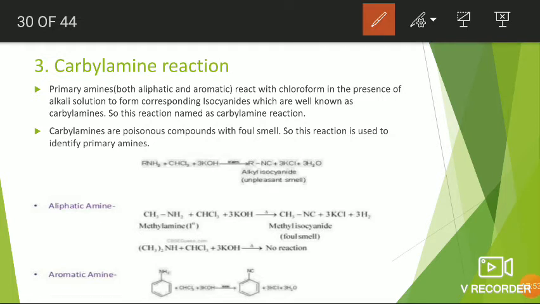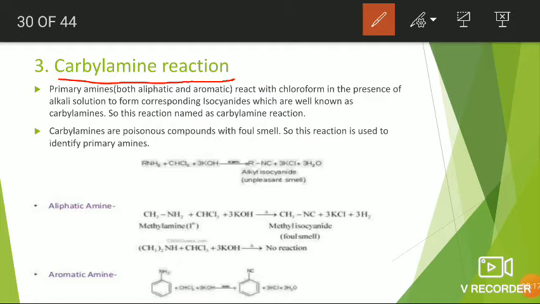the third one is the carbylamine reaction. Here, what is a carbylamine? Carbylamines are generally the other name for isocyanides. Isocyanides are functional group isomers of cyanides.